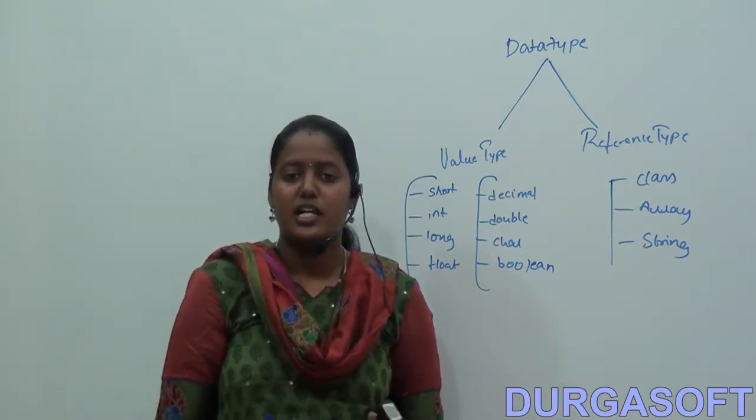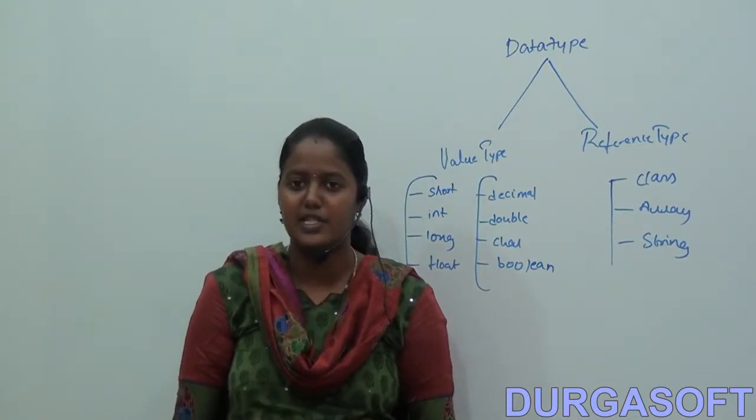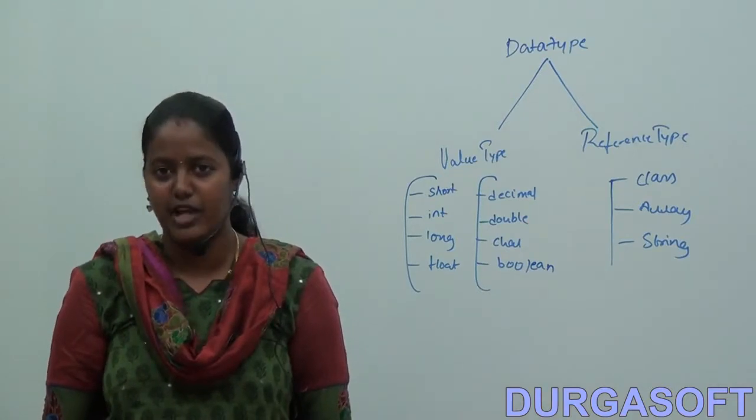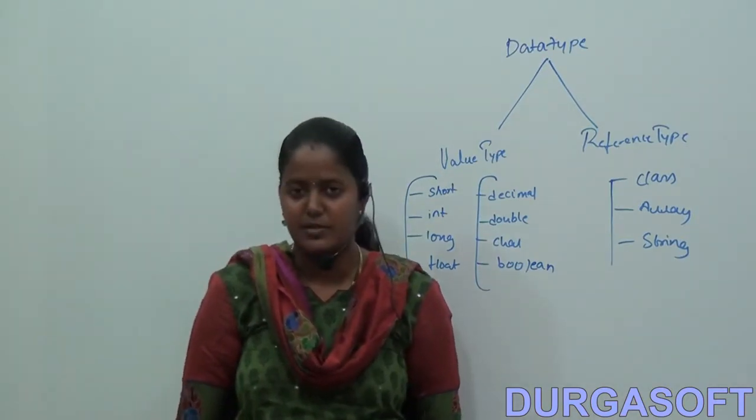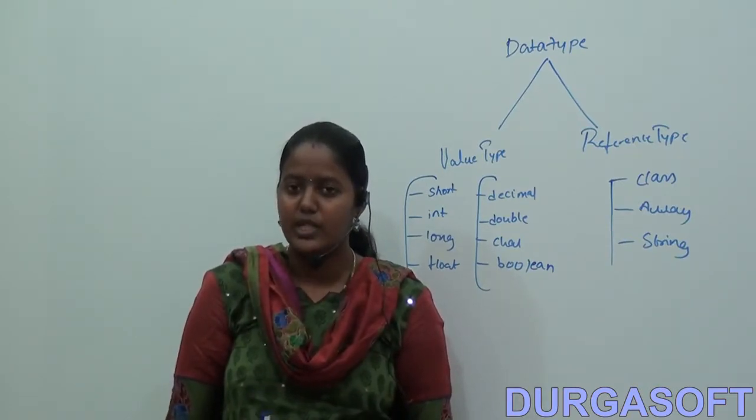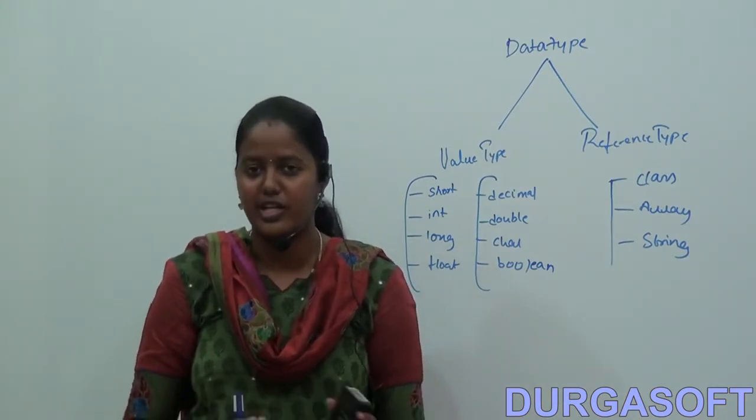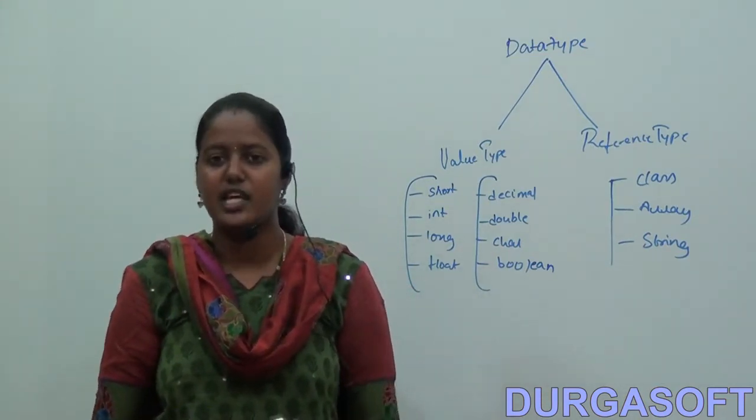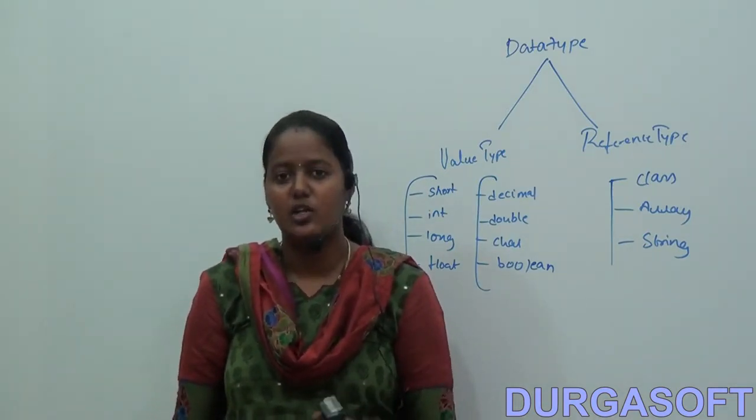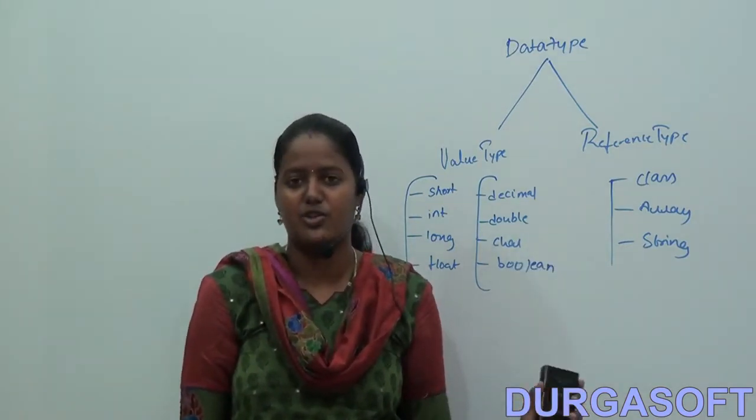Implicit conversion is converting the lower data type value to the higher data type value. This can be done by the system itself. And explicit conversion, converting a higher data type value to a lower data type value, is nothing but the vice versa of implicit conversion. So this is about data types and conversion of data types.